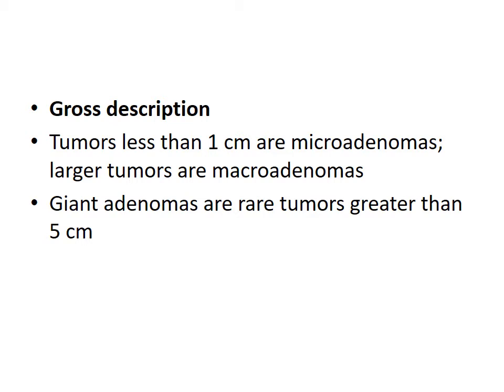Usually functional adenomas are microadenomas because they are detected early due to the manifestations of the hormones they secrete. And macroadenomas are usually non-functioning adenomas because they continue to grow in size and are not noticed because they are non-functional, until they produce mass effects like pressure effects on the surrounding structures, such as headache and visual defects.